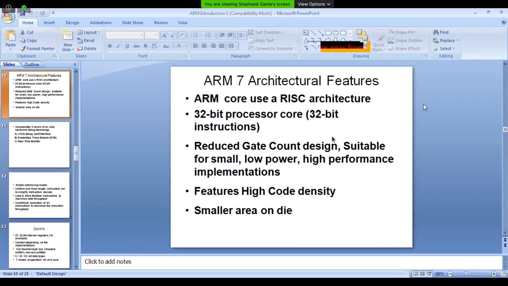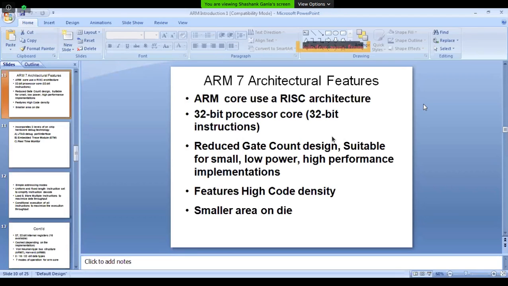Some part of the 4 GB of physical memory can be allotted for read-only memory, some part for random access memory, RAM, and some part for special function registers, SFRs. So this entire 4 GB of addressable memory is allotted in that way.